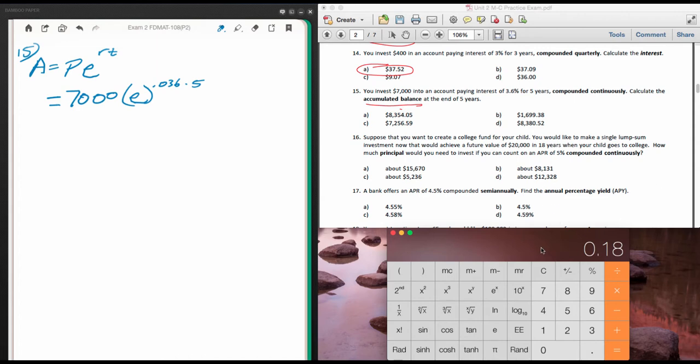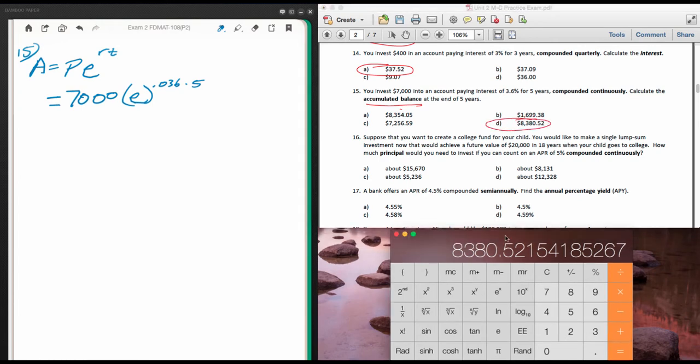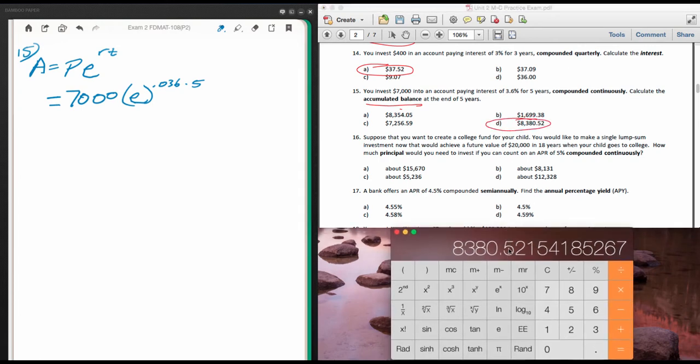On this calculator, I'm going to put 0.18 and then push E. So that's the value right there, 1.1972. Then we'll multiply that by $7,000. And so we have $8,380.52 is our answer. I could write that out, or I could look up here, and D is the one that is correct, matches my calculator. All right, let's move on to question 16.